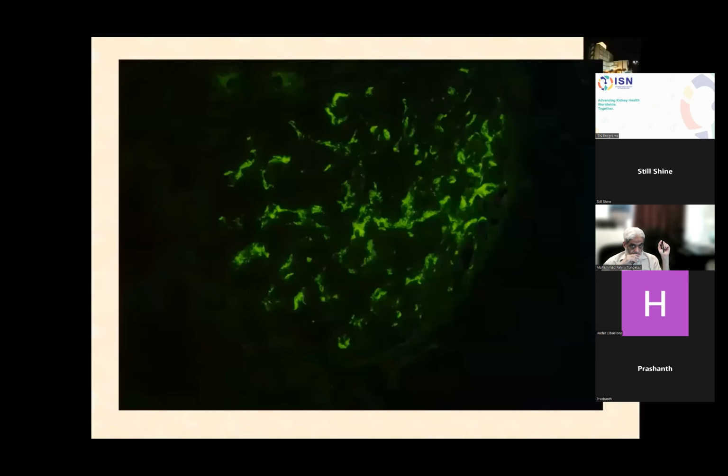This is the immunofluorescence, and we notice here for IgE, this is staining for IgE, and here we notice moderate to strong staining at the mesangial side. No staining at the peripheral capillary wall. The staining is restricted to the mesangial area.